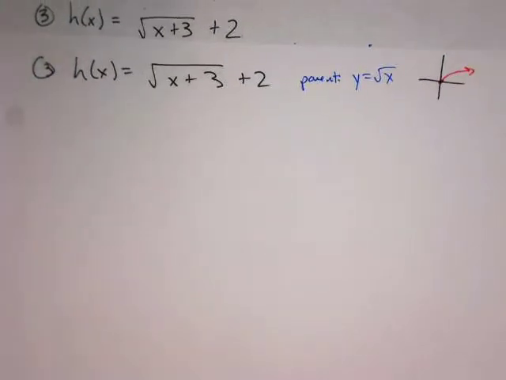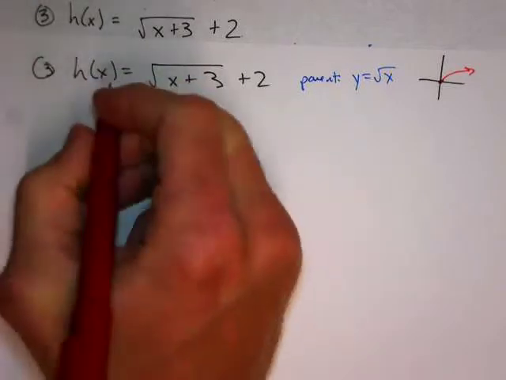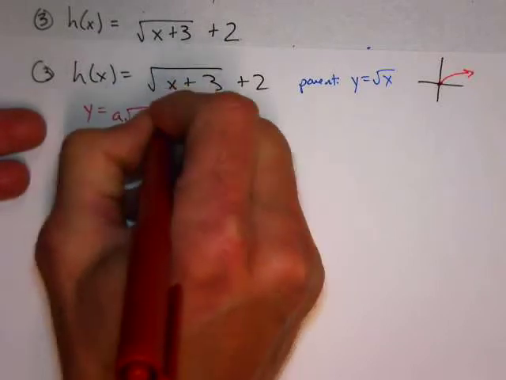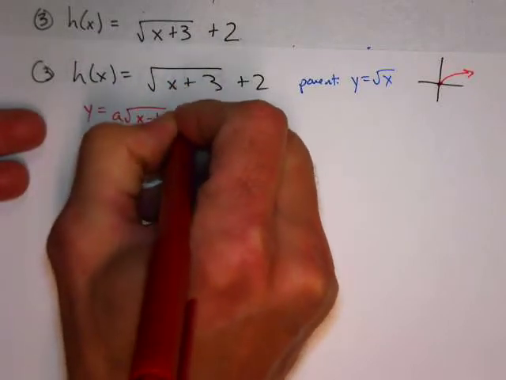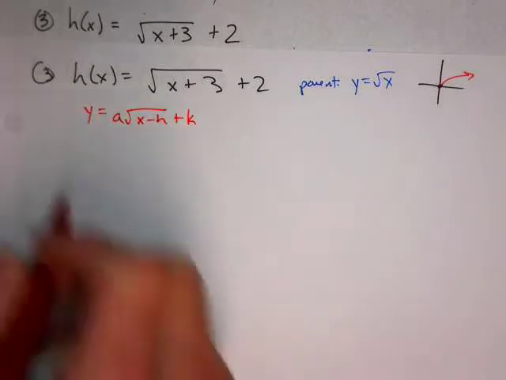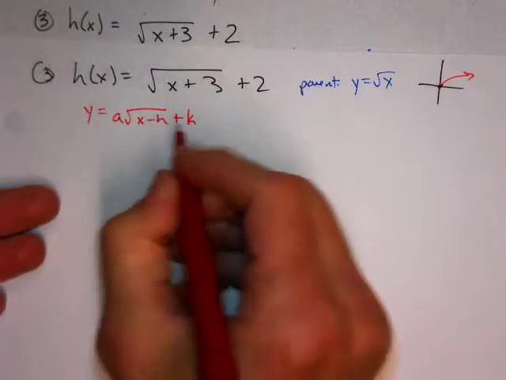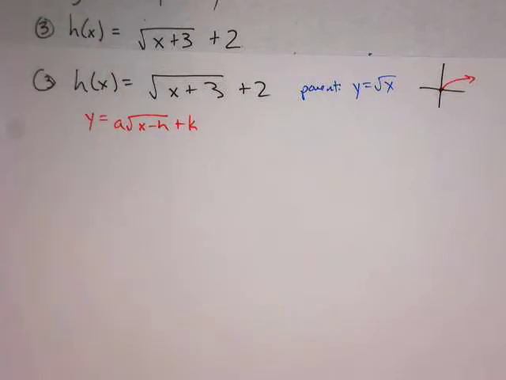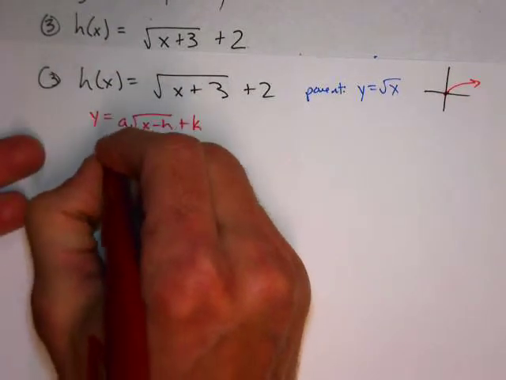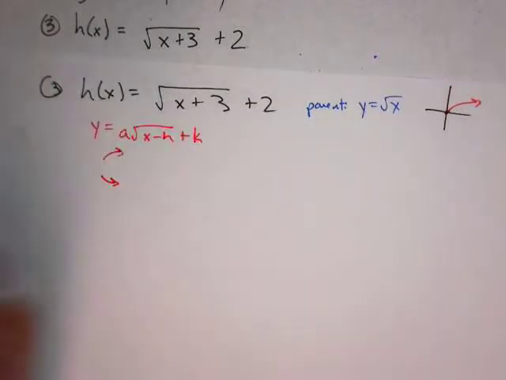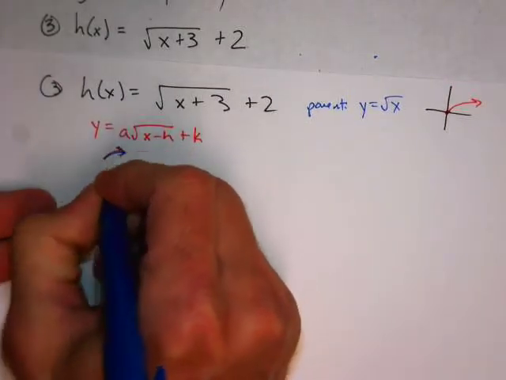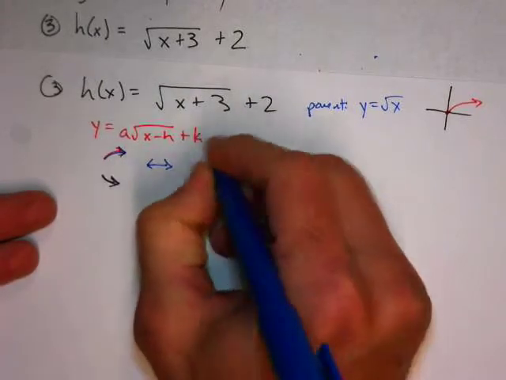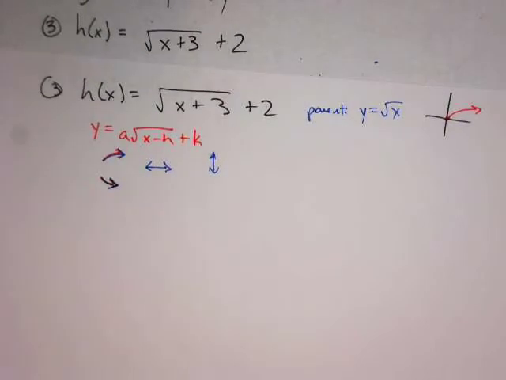Now what we're going to do is use translations to mess things up. So remember how translations work for square root. It's the same as anything else. A determines up or down. H determines right or left. K determines vertical shift. So A would determine this or this. Does the graph look like that, or does the graph look like that? H would determine horizontal shift, and K would determine vertical shift.